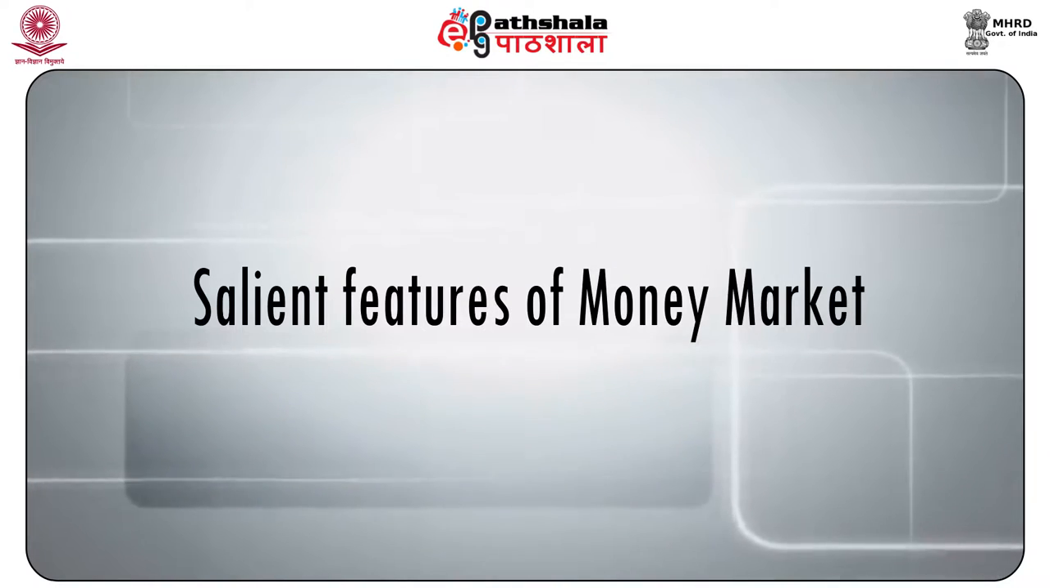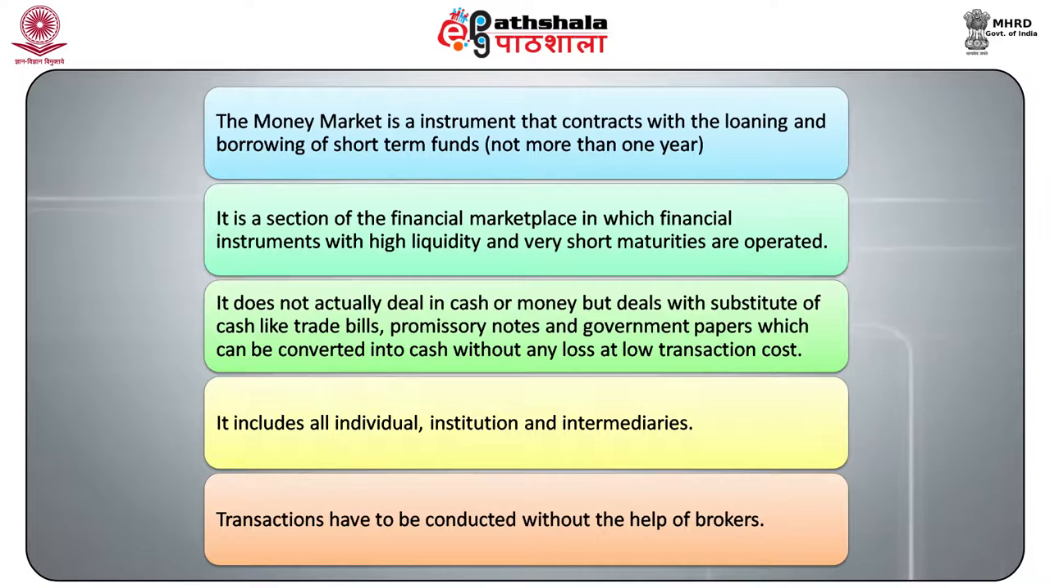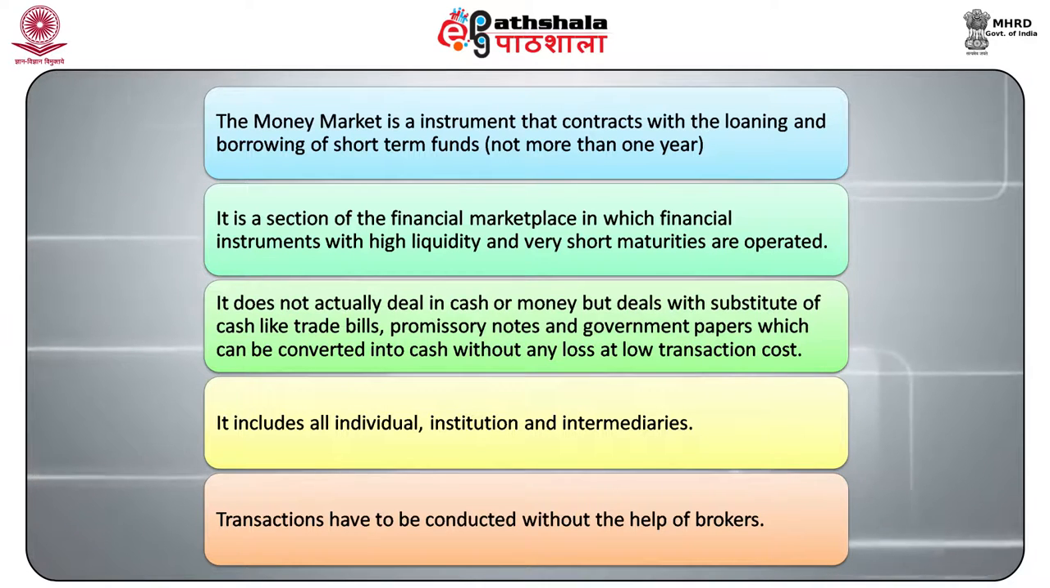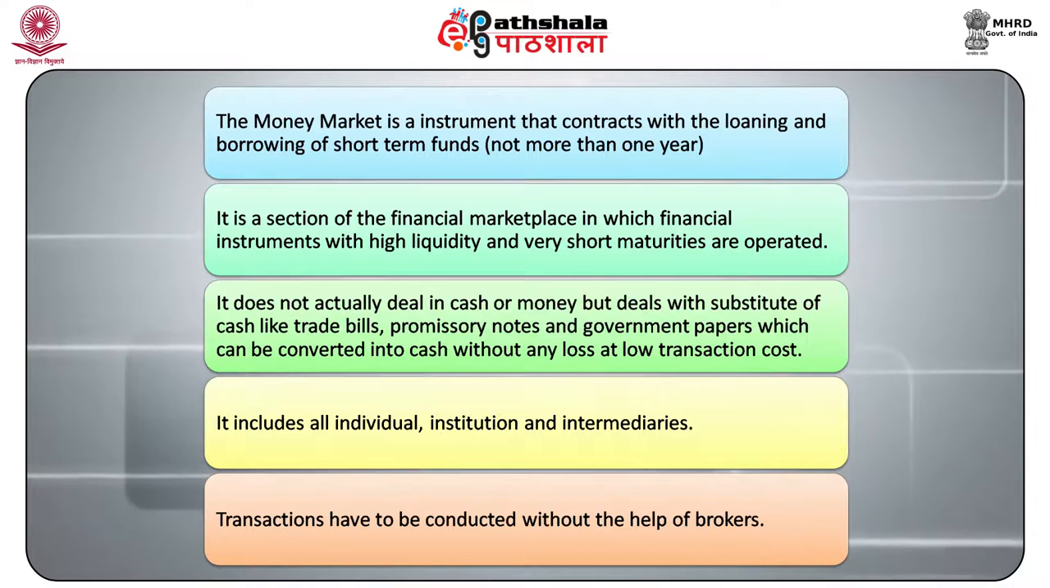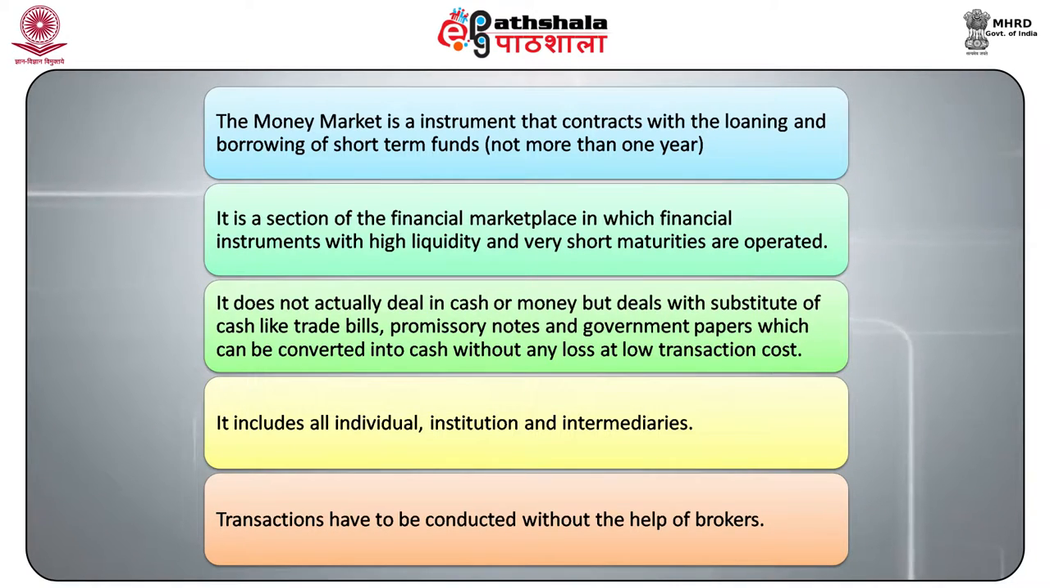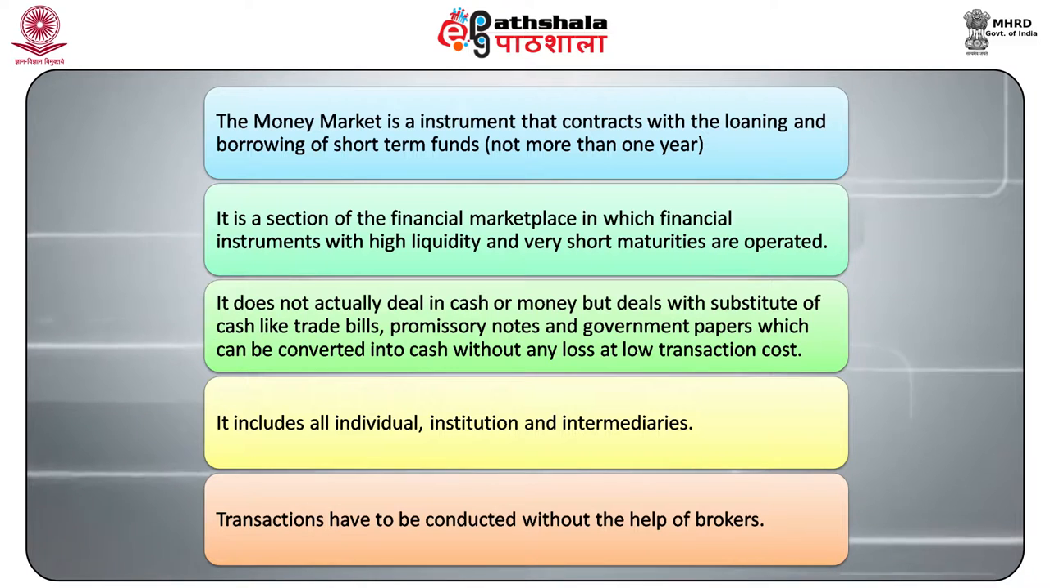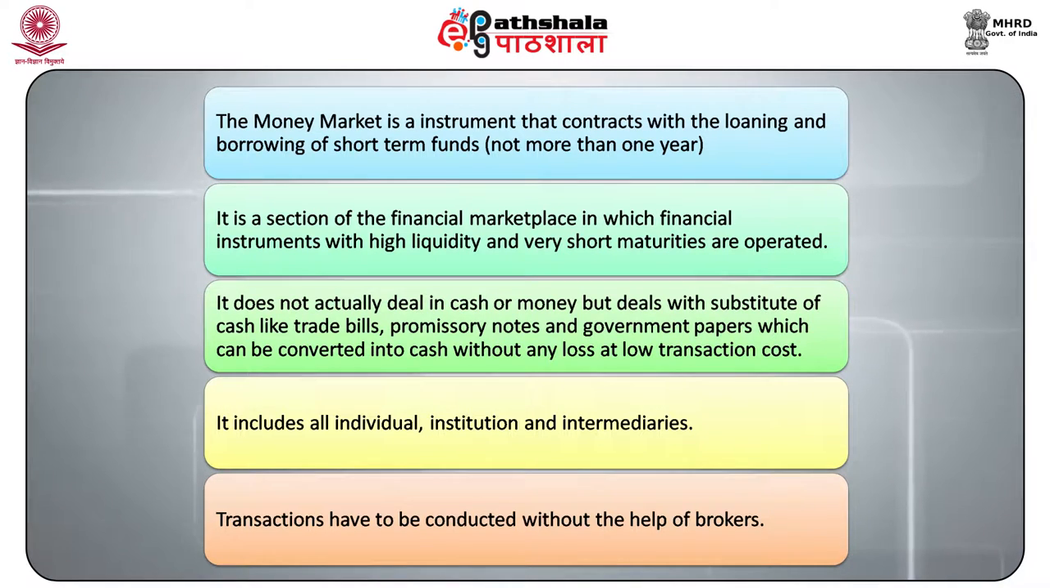Let us have a look at the salient features of the money market. The money market deals with the loaning and borrowing of short-term funds, not more than 1 year. It is a section of the financial marketplace in which financial instruments with high liquidity and very short maturities are operated. It does not actually deal in cash or money, but deals with substitutes of cash like trade bills, promissory notes, and government papers, which can be converted into cash without any loss at low transaction cost. It includes individuals, institutions, and intermediaries. Transactions have to be concluded without the help of brokers.